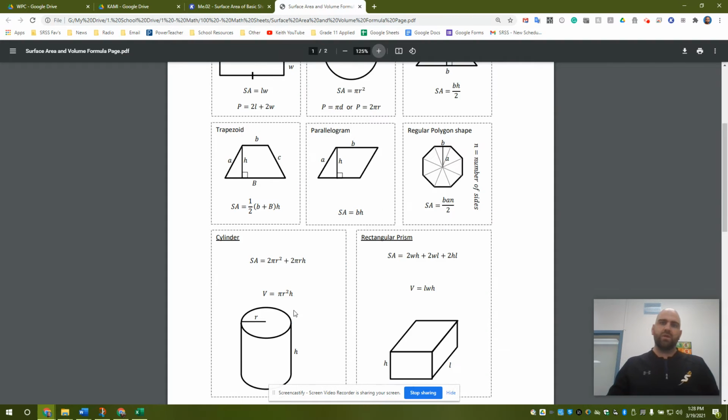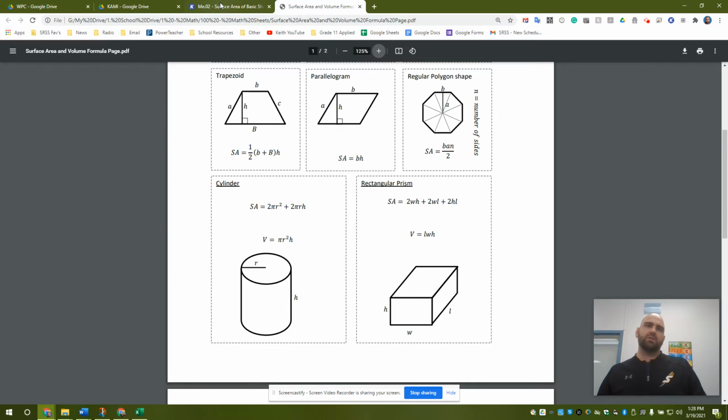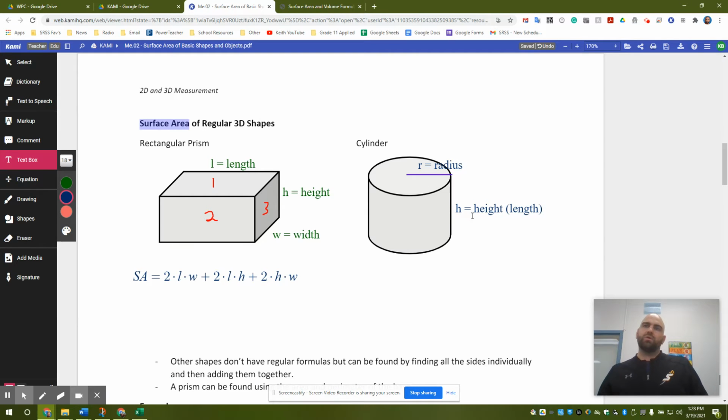And you'll see on here that we use height as well for a cylinder. All right, so we're going to call it height. We can also think of it as length. If the cylinder is tipped on its side, it's the length. They're the same thing. We need to recognize that.